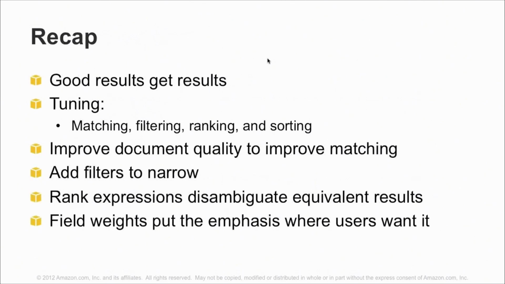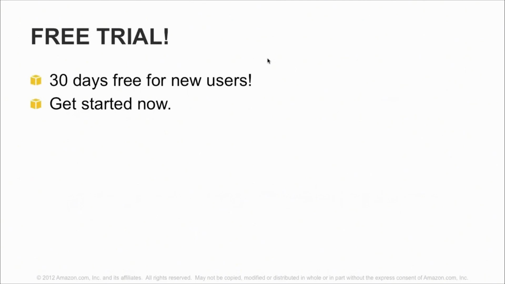and saw how we could add synonyms, how we could provide faceted drill down, how we could adjust the rank scores for our documents, and how we could do sorting in different ways to bring the results that users expect to see into the top of the search results. We talked about improving document quality to improve matching, how you add filters to narrow results, rank expressions, how you tune them, and how to put emphasis where the users want to have it in the search results.